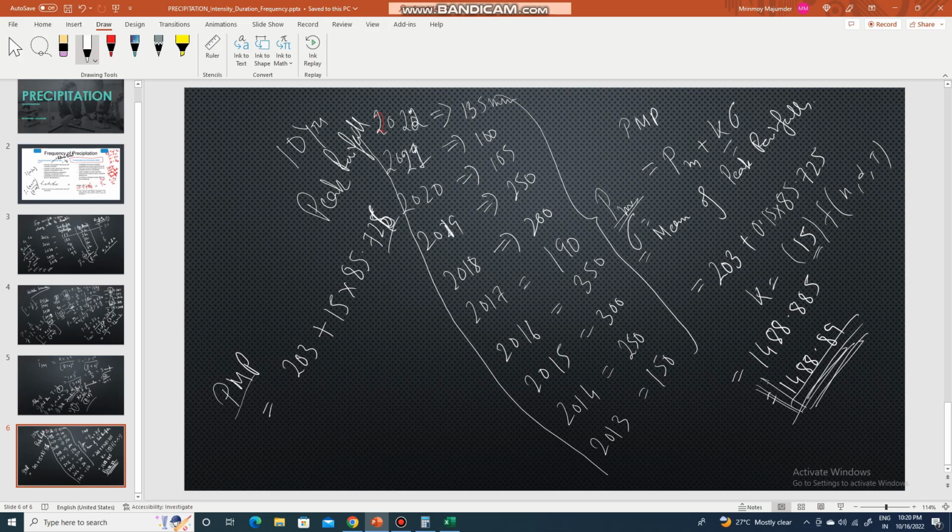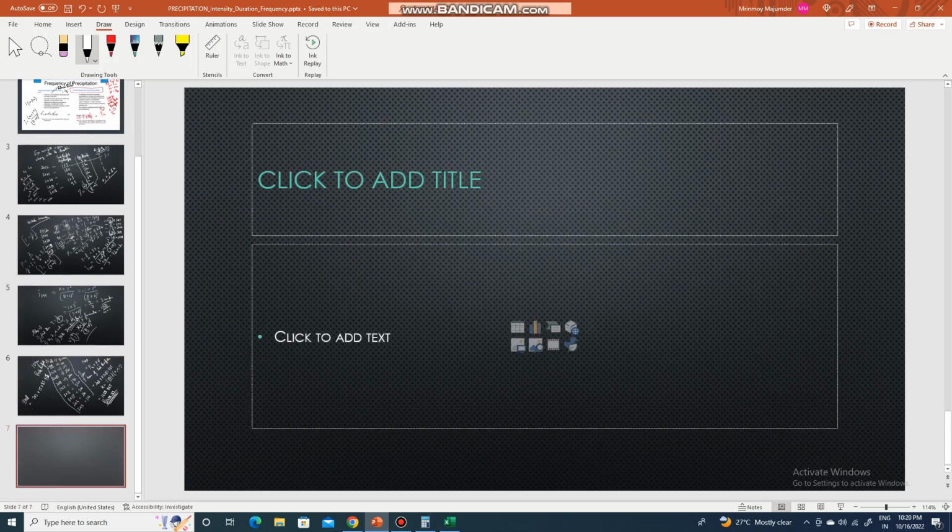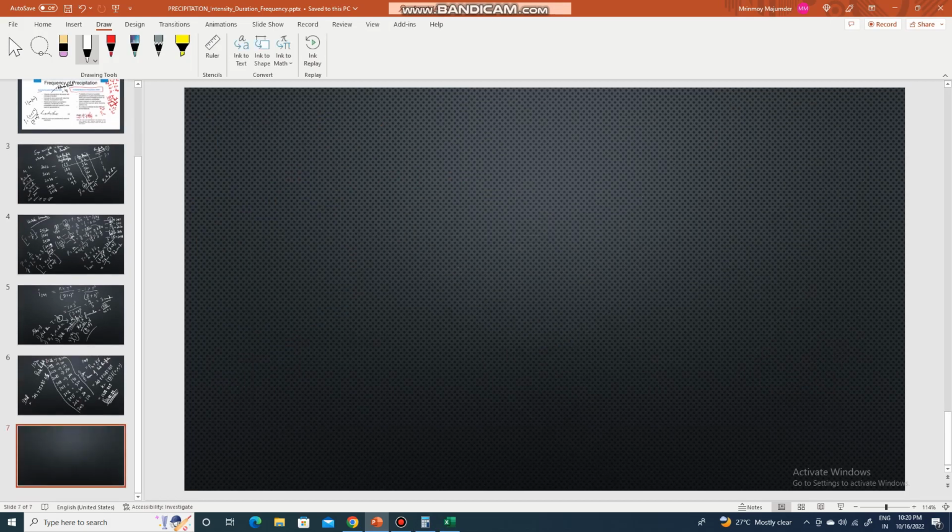Now, some other type of problems may also come. That type of problem states, for example, that they will give you the mean rainfall, they will give you the PMP also, and also the sigma. Mean rainfall given, PMP given, sigma given. We have to calculate K.